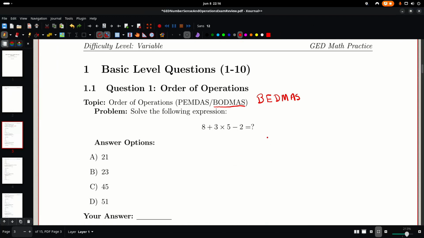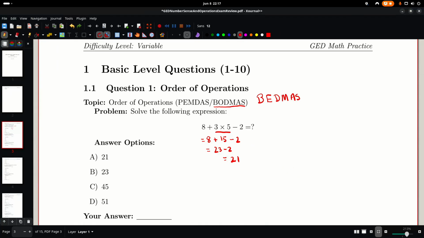So solving the following expression, you'll notice we have addition on the left, and we have multiplication in the middle, the 3 times 5, and then we're subtracting 2. We have to do the 3 times 5 first, and so 3 times 5 gives us 15. So we have 8 plus 15, and then minus 2, and the addition and subtraction doesn't matter what order we do them in. So 8 plus 15 gives us 23, so 23 minus 2 gives us 21. So I'll put some equal signs in there, like so.